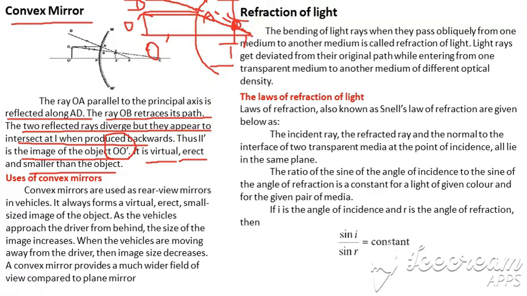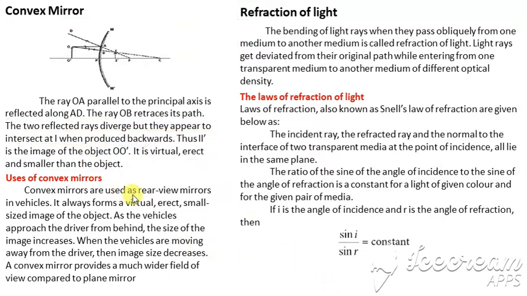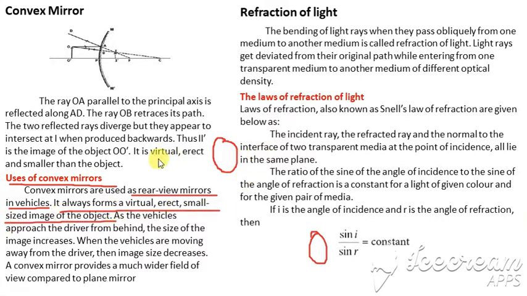Next we have the uses of convex mirrors. Convex mirrors are used as rear view mirrors in the vehicles. Okay. So the rear view mirrors which are at the sides, is it not? So that uses the concept of convex mirrors. It forms a virtual, erect and small sized image.